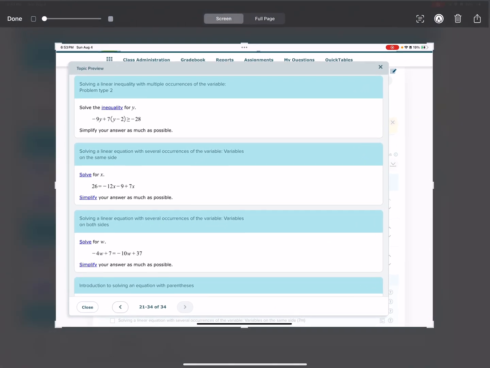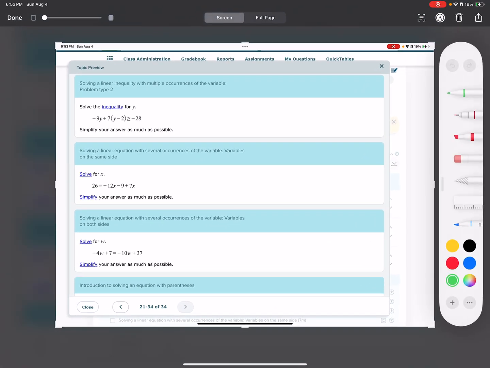Okay, solving a linear inequality with multiple occurrences of the variable. Same thing that we did in the beginning, we're going to use PEMDAS on each side. Please excuse my dear Aunt Sally. I'm going to multiply through here, and I have negative 9y plus 7 times y is 7y. 7 times negative 2 is negative 14, greater than or equal to negative 28. And then I'm going to go 7y minus 9y is negative 2y.